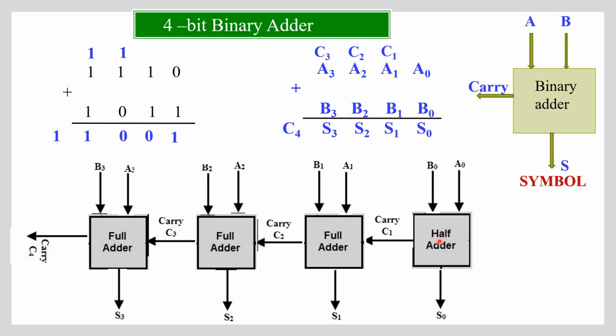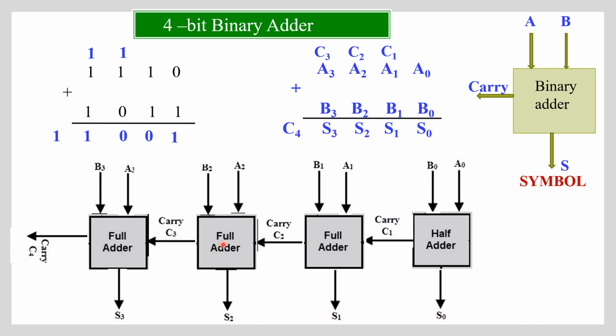Half adder provides the A0 plus B0. So what is A0? 0 plus 1. The sum S0 is 1 and carry C1 is 0. First full adder provides A1 plus B1 plus C1. Carry is not there, so 0 plus 1 plus 1. So the sum S1 is 1 and C2 is 0.